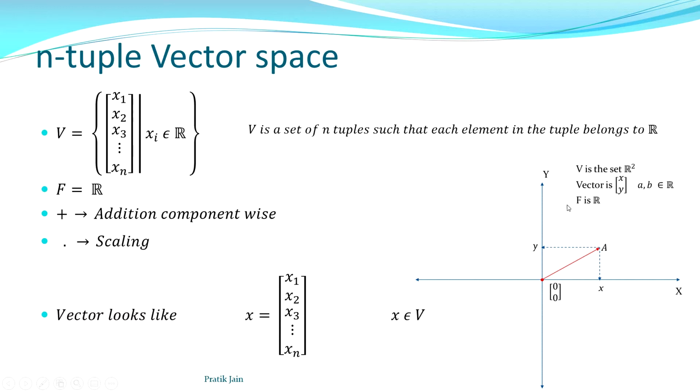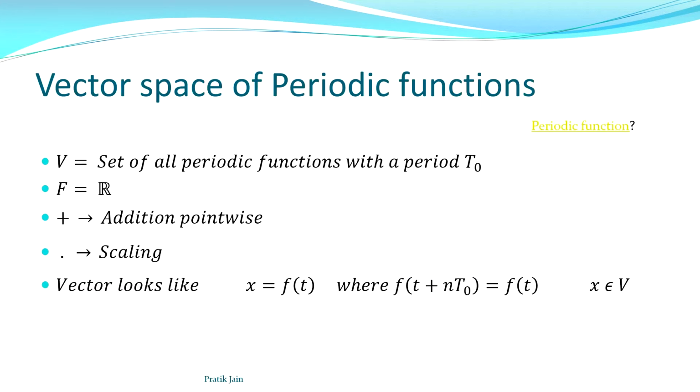Here is a visual representation for the set R2. I now have only two elements, the tuple is a two-tuple, and the field is R. This is how you can represent a vector. There is a 0 vector over here, 0 comma 0, and there is some A which has x comma y, where x comes from the set of vectors V, which in this case is R square. This was quite intuitive, but let us see some non-intuitive vector spaces.